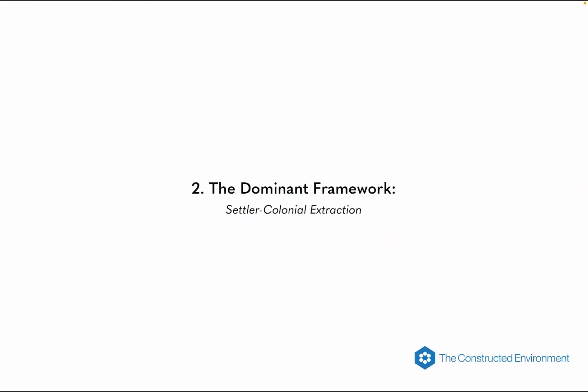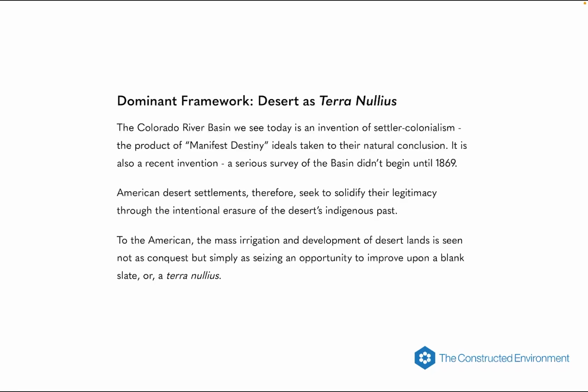I will now introduce the dominant development framework which has constructed the region as we see it today. The Colorado River Basin we see today is an invention of settler colonialism, the product of manifest destiny ideals taken to their natural conclusion. It is also a recent invention, as a serious survey of the basin didn't begin until 1869. American desert settlements, therefore, seek to solidify their legitimacy through the intentional erasure of the desert's indigenous past.